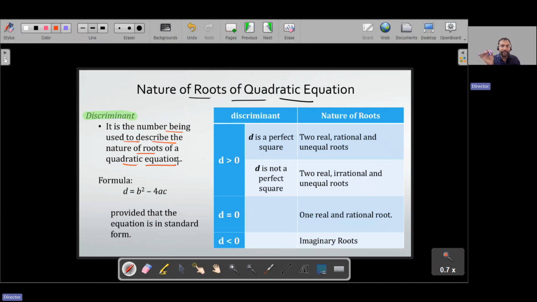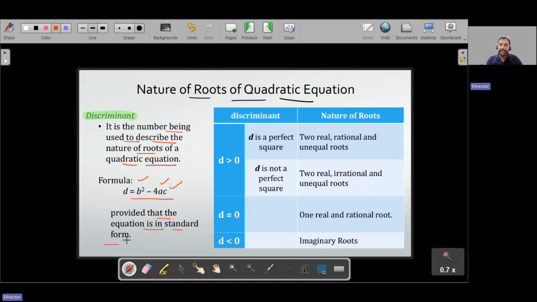Now, what is the discriminant D? We already know that D is equal to b square minus 4ac. I hope you remember what a, b, and c are over here. B is the coefficient of x, a is the coefficient of x square and c is the constant term. We take a, b, c when they are in standard form, provided the equation is in standard form.